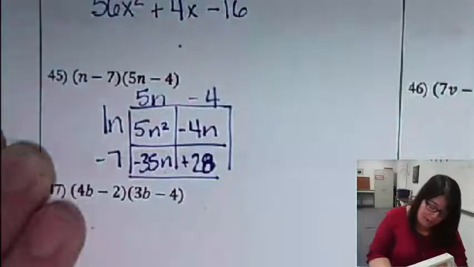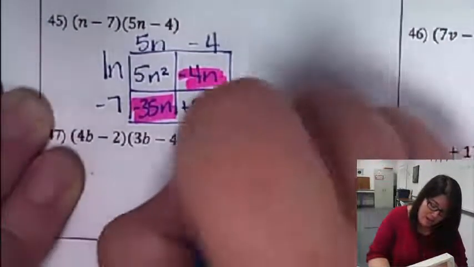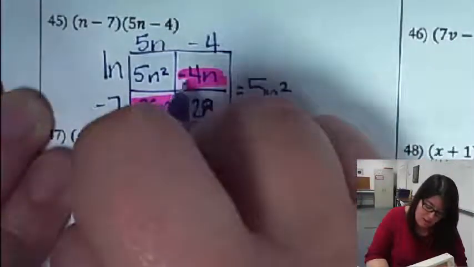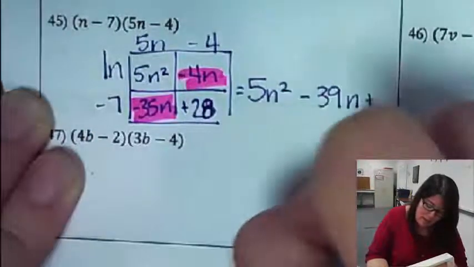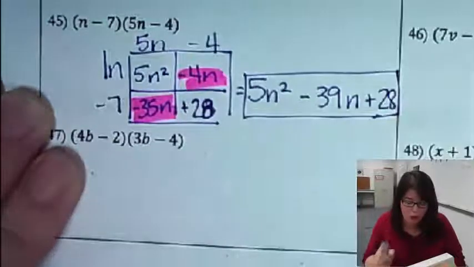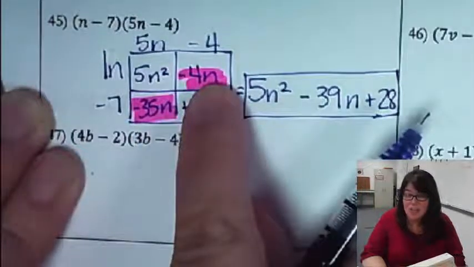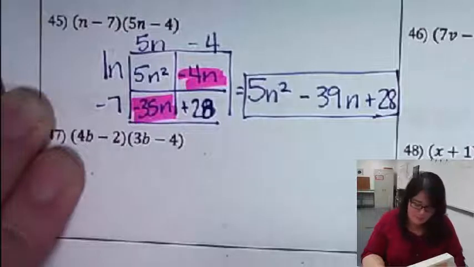I'm going to combine an n term and an n term, and that gives me 5n squared. Negative 35 and negative 4 gives me negative 39n, and then plus 28. Another thing I want you to notice is all of your like terms will be in the diagonals. Okay? So be on the lookout for that. Check your diagonals. They're probably going to be like terms.